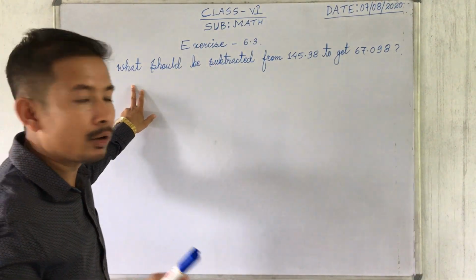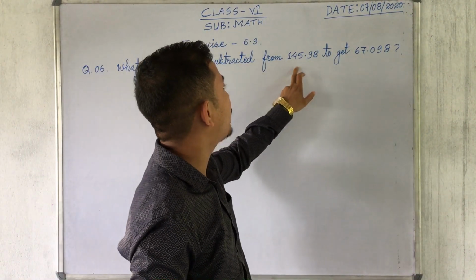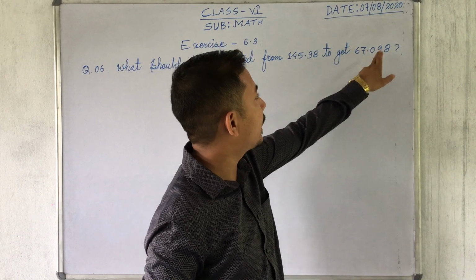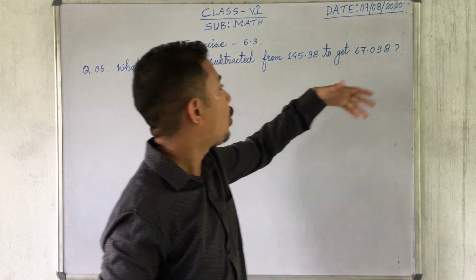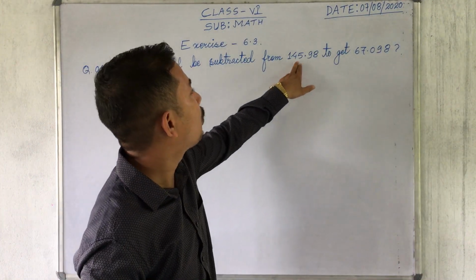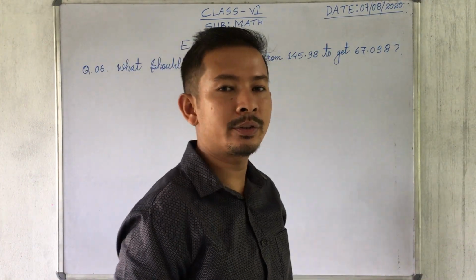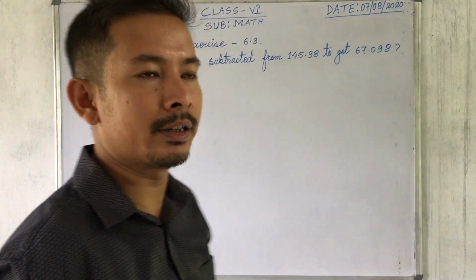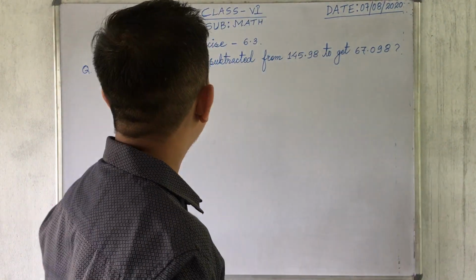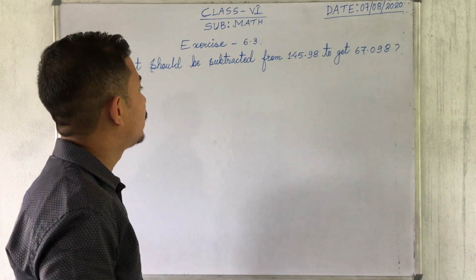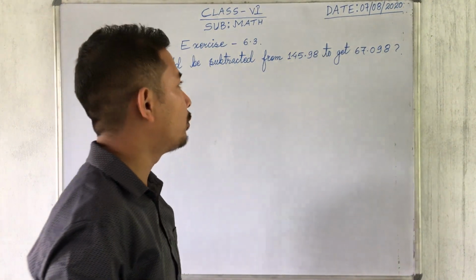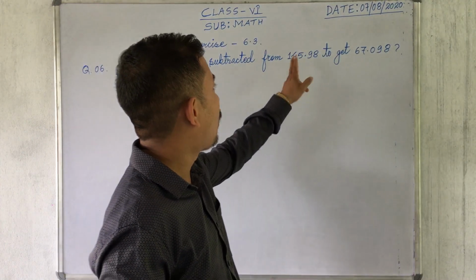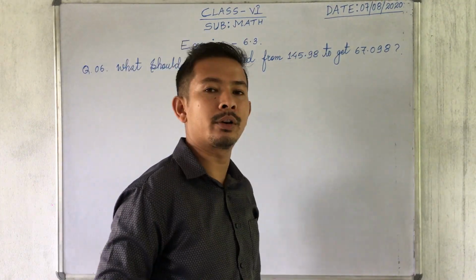The question is telling us, what should be subtracted from 145.98 to get 67.098? That means, to get this decimal number, what do we have to subtract from 145.98? Understood? It's a very easy question, but you need to understand properly. Watch this video and try to understand it. We have to find that decimal number, so that after subtracting that number from 145.98, we will get 67.098.